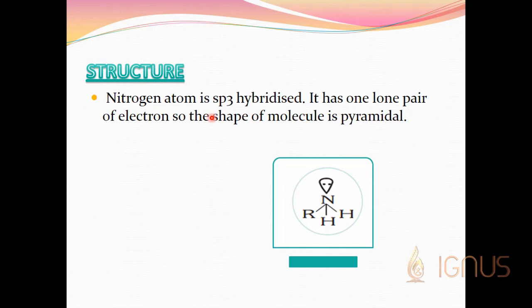Structure. Here the nitrogen atom is sp3 hybridized. It has a lone pair of electrons, so the shape of the molecule is pyramidal. Here the central nitrogen atom is sp3 hybridized, and since it has a lone pair of electrons, the shape of the molecule is pyramidal.